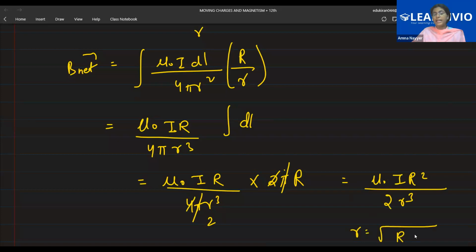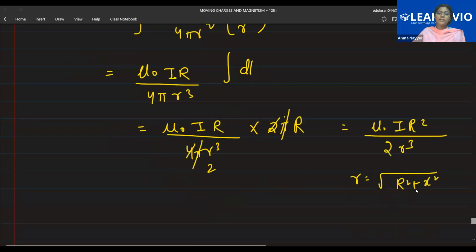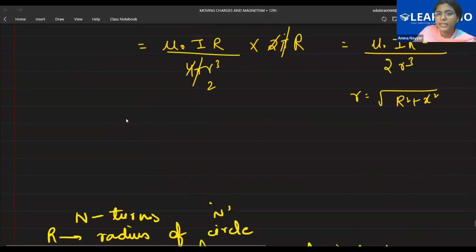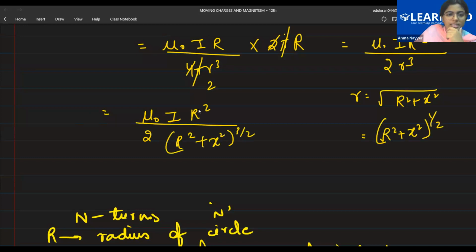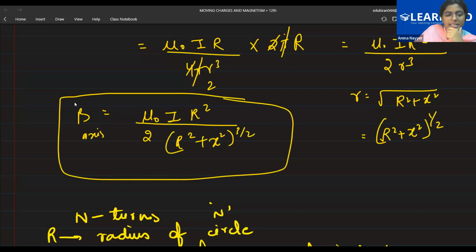Under root capital R square plus X square, right? So if we put the value, this will be mu naught I capital R square by 2. This can be written as R square plus X square to the power half, and further the cube. So we can write R square plus X square to the power 3 by 2. This is the magnetic field on the axis of a circle.